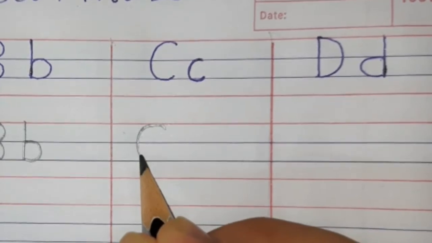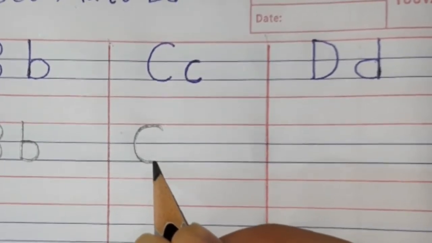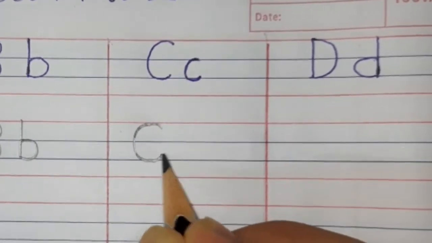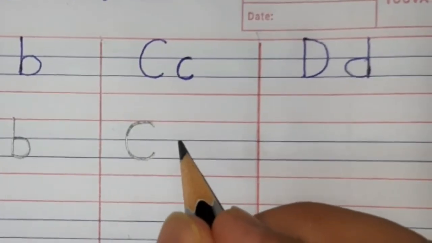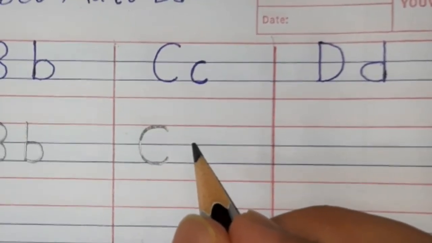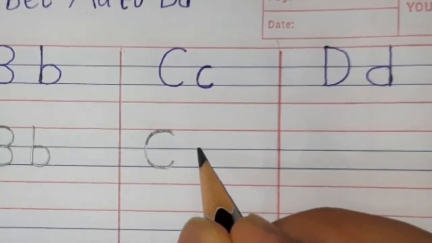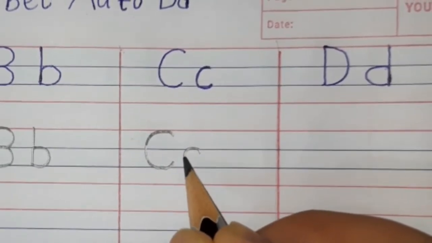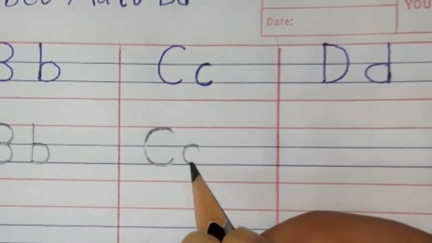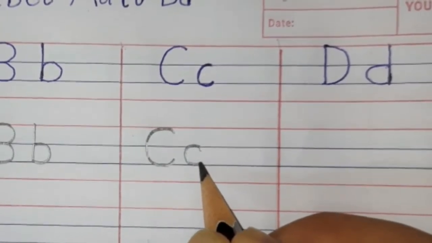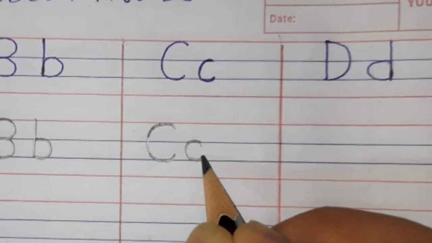Curve, come down till the second blue line and go a little bit up. Now small c. We will start it from the first blue line, but a little bit down. Go up, make a curve, come down till the second blue line and go a little bit up.